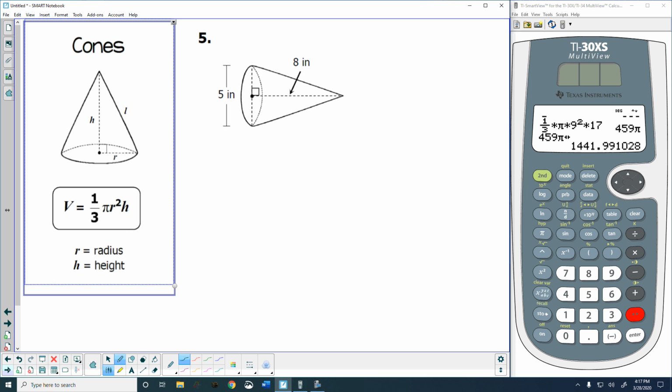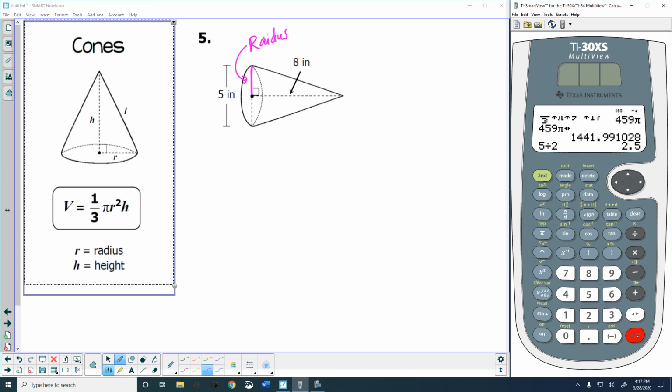Here we go, on its side. Now, on this cone, one thing that you always have to be careful with circles is that oftentimes you're given a diameter instead of a radius. In this case, the diameter of that circular base is 5 inches, so our radius is half of that. Half of 5, and you can use your calculator if you need, or if you can do that in your head, great. But half of 5 means our radius is 2.5 inches.